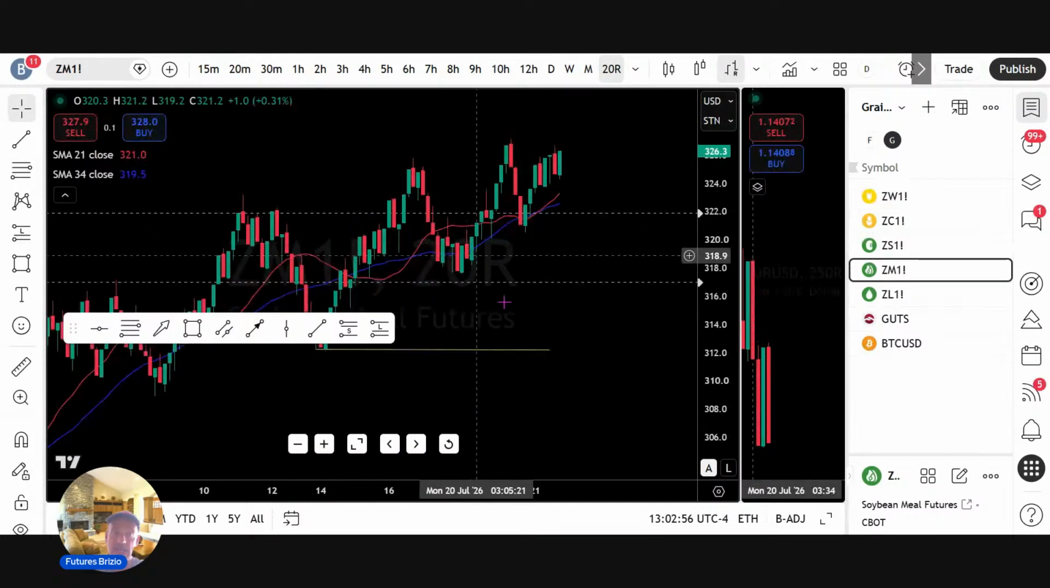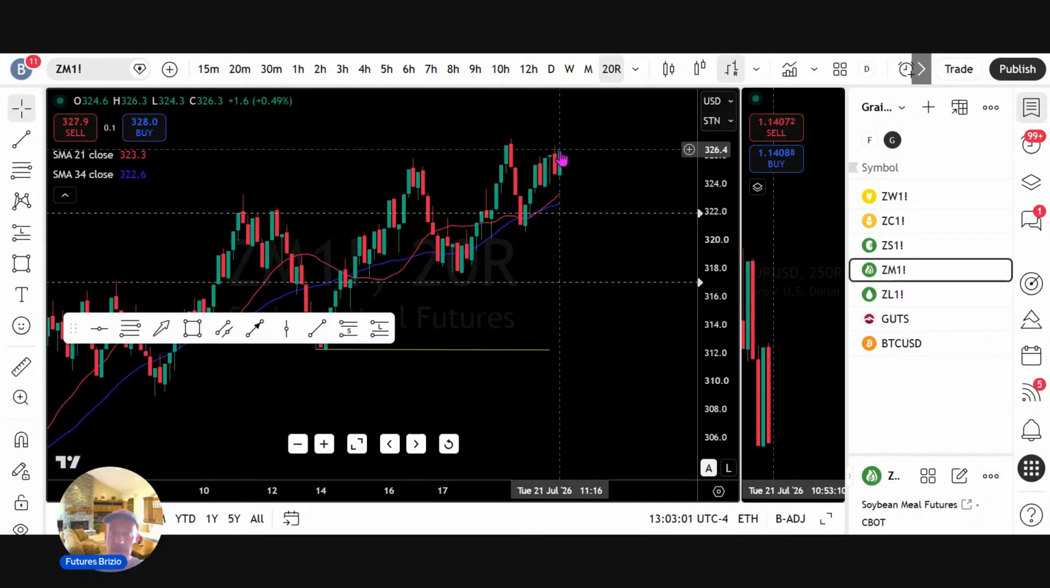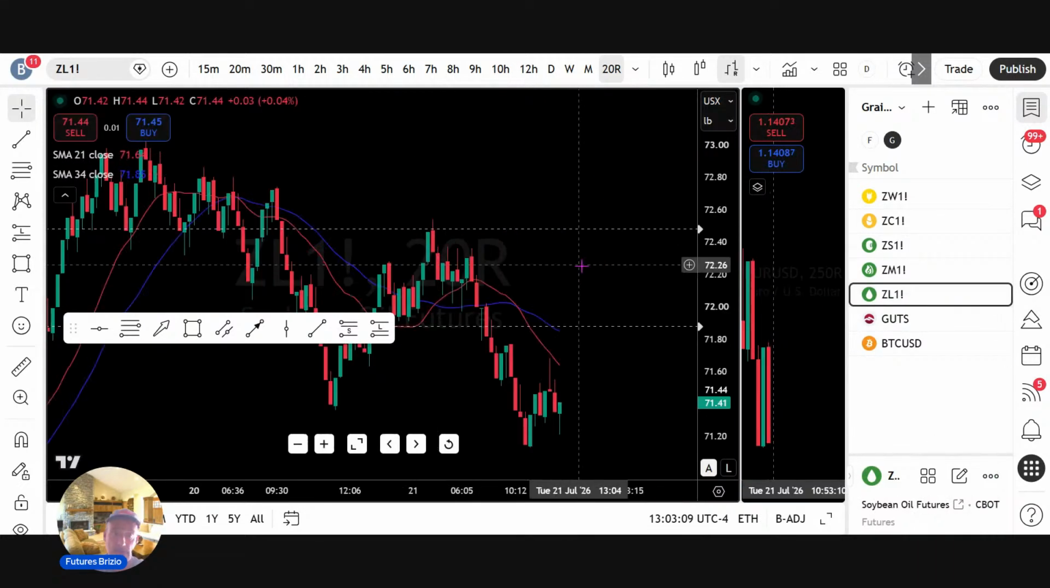I got into this last night on this nice pullback right here into the moving average, and I got out probably about an hour or so ago. I had a take profit sitting at these old highs. So that was the one trade I took. It was like $250 or something. And that's it. So there's not really a lot to do.